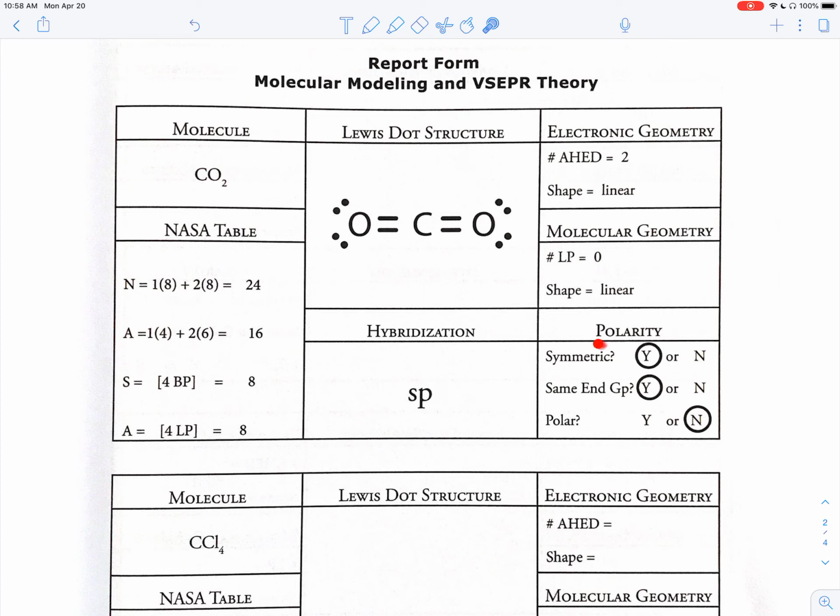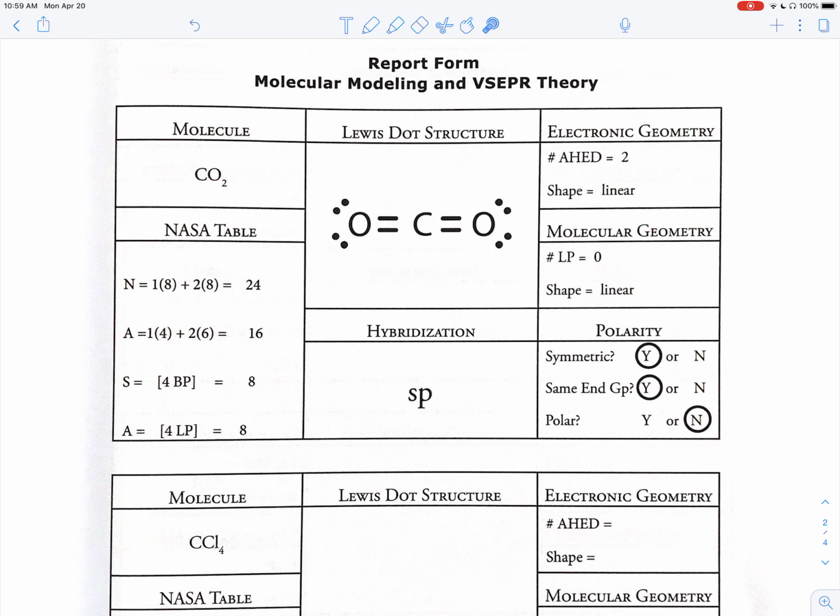One of the questions is whether or not the molecule is symmetric. What we mean by symmetric is symmetric in the molecular geometry, not the Lewis dot structure. So make sure that you're looking at the molecular geometry while you're assessing that. By symmetric, I mean, can you turn the molecule in multiple angles and it look like a mirror image of itself? The other question I have here is, are the same end groups present?